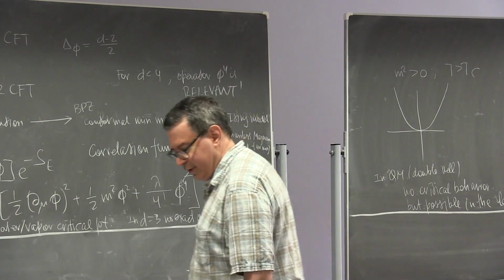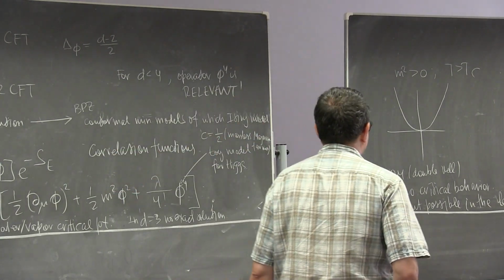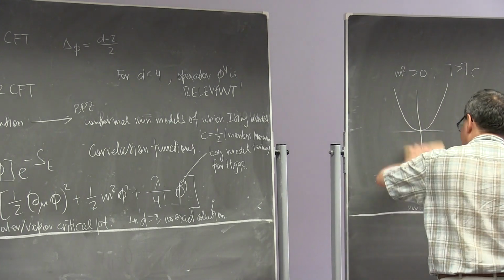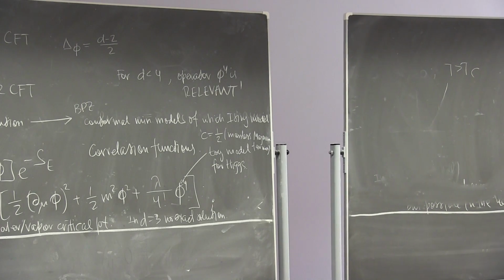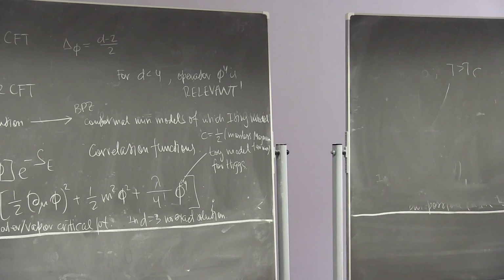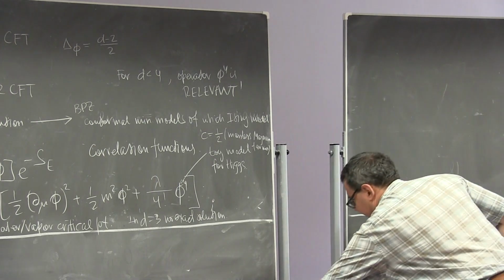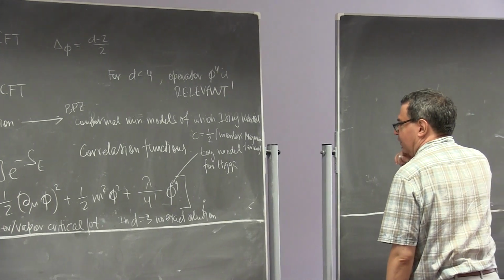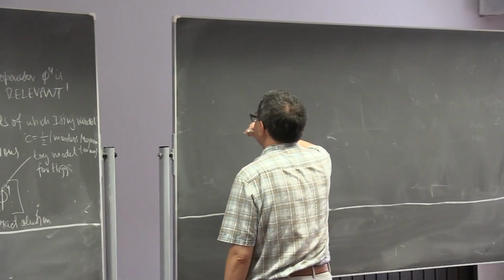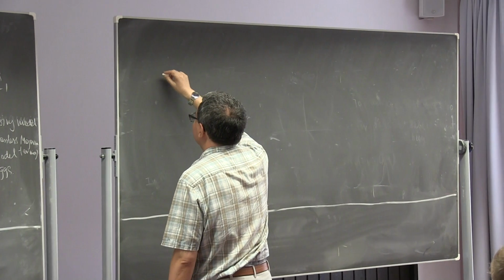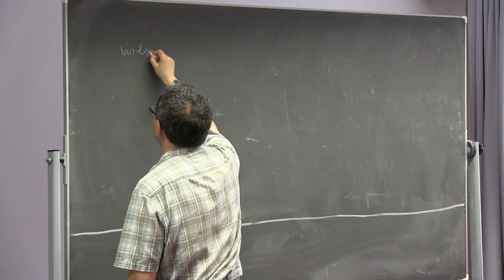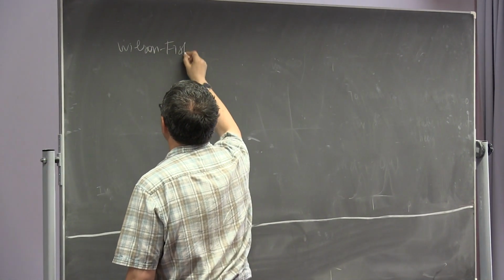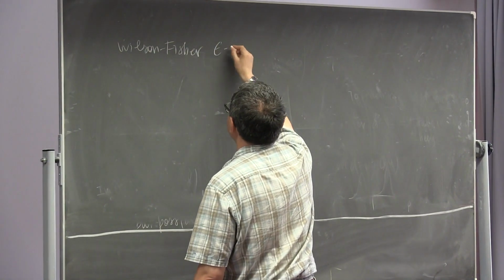And how do we know this information? Well, there are several classic routes. Basically you can do the following things. There is something called the Wilson-Fisher epsilon expansion.